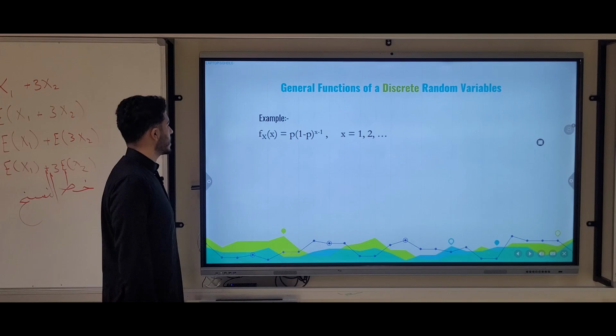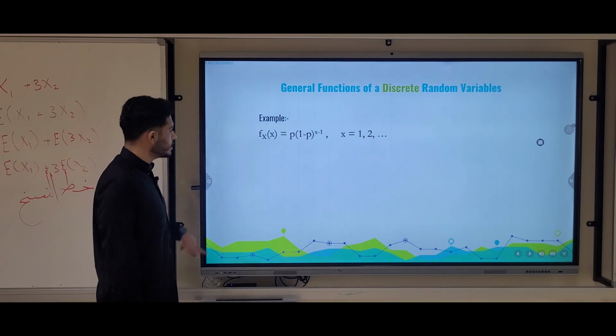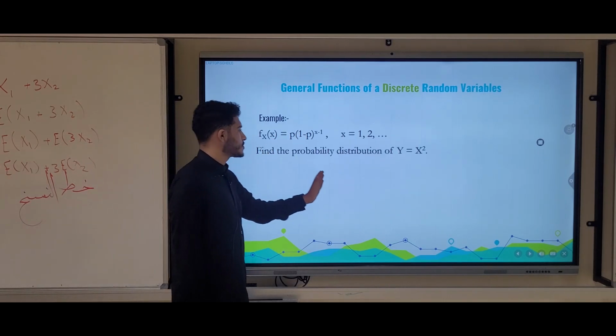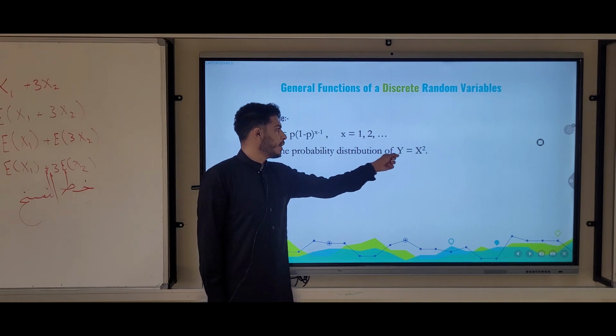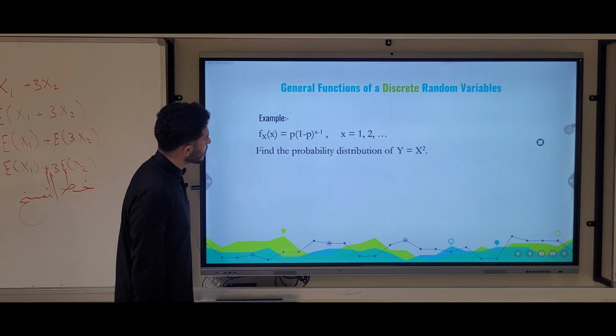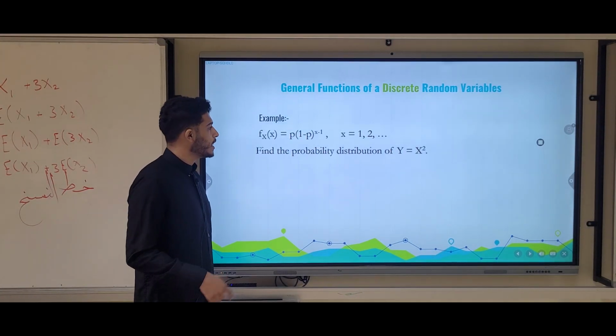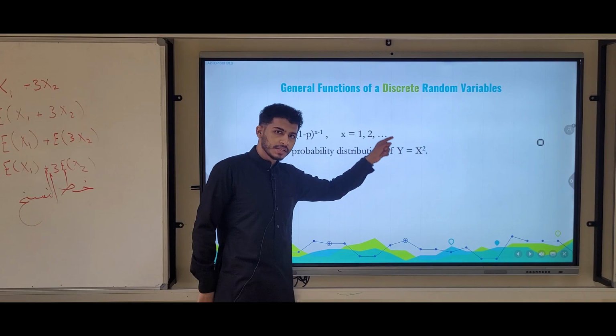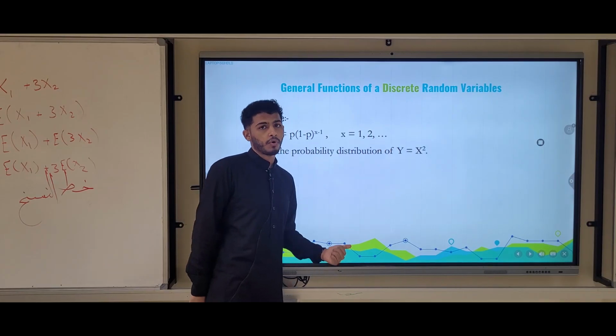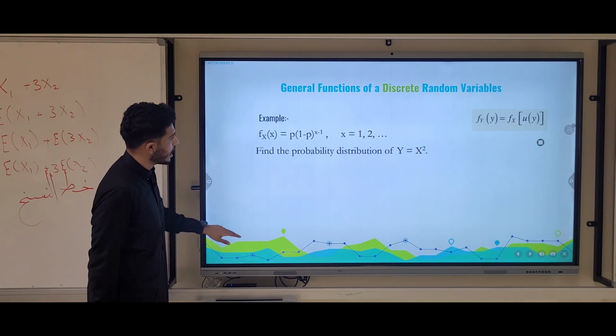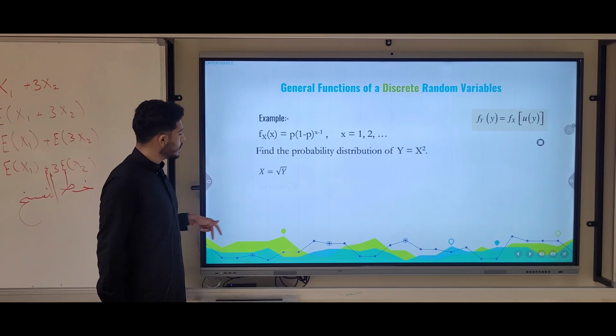So this question says that this is the function that we have already, and we want to find the probability distribution of it being like this. So y equals x squared. So the first thing I want you to find is u of y. So how to find u of y? This one is in terms of x. I want you to make it in terms of y. How? Just take the square root of both sides, and this is going to be your u of y.